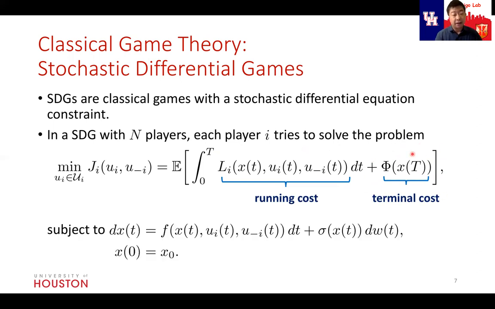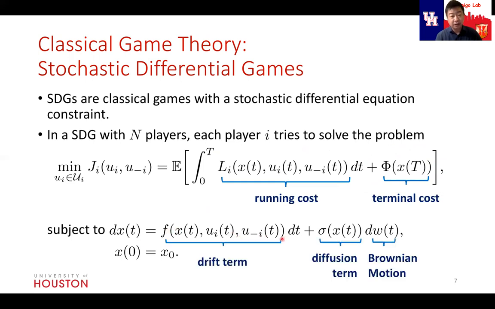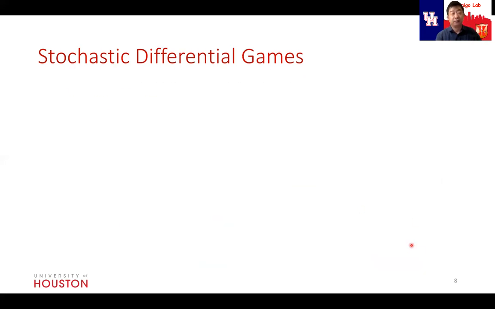Okay, and then subject to this one, this is a differential equation, and this is a drift term. Basically your differential equation is equal to the state, the control, the other's control, plus some kind of randomness. So that is a stochastic thing. And here in SpaceX, this is due to the wind, weather, or other situations.